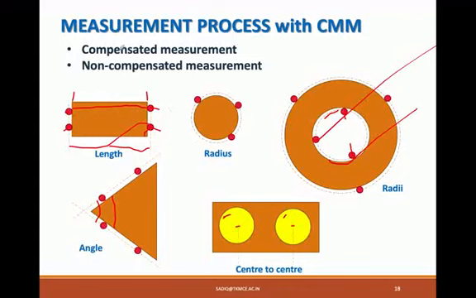So compensated measurement means the actual measurement is obtained by considering the dimension of the probe, and the dimension of the probe is compensated to get the actual measurement. Whereas in non-compensated measurements, we need not consider the dimension of the probe, so probe compensation need not be done.